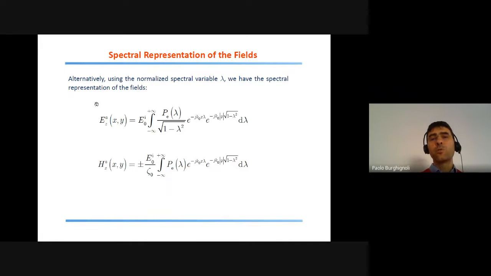Alternatively, you could also use the normalized wave number lambda, and in that case, for the electric field, you would have inside the integral, which is now performed on the real axis in the lambda plane, the explicit appearance of the denominator with the square root of 1 minus lambda squared, whereas in the magnetic field, this denominator is not present because it's simplified with a similar term. And so you only have the spectral function p sub e in addition to the spectral integrals.